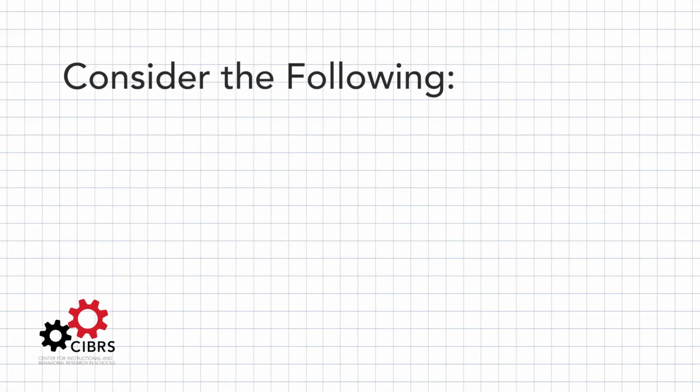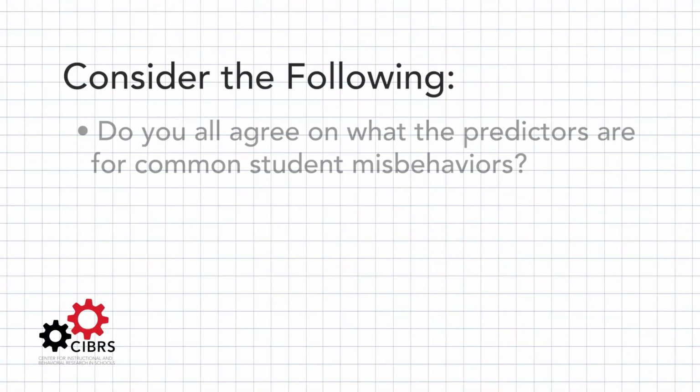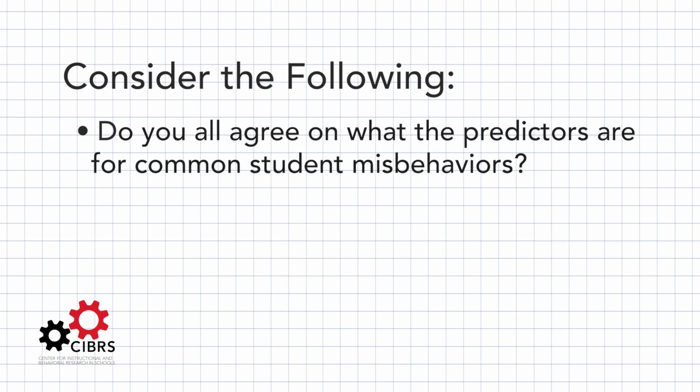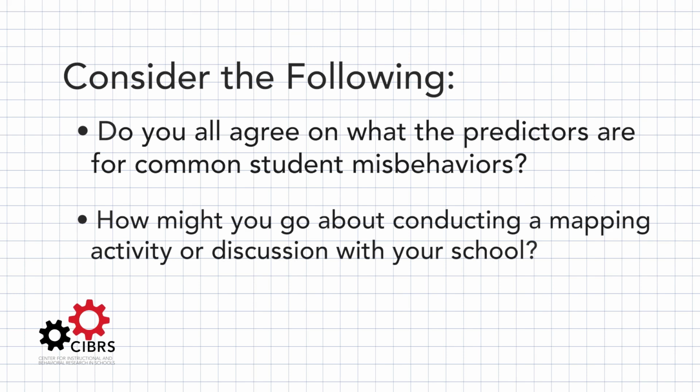Before moving to the next module, consider the degree to which your faculty and staff are in general agreement about the locations, times, and problems that are the most predictive of student misbehavior. Consider how you might engage in a mapping activity or even a simple discussion of predictors to get everyone on the same page about prevention strategies.